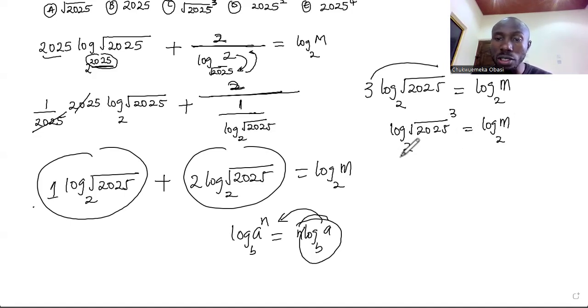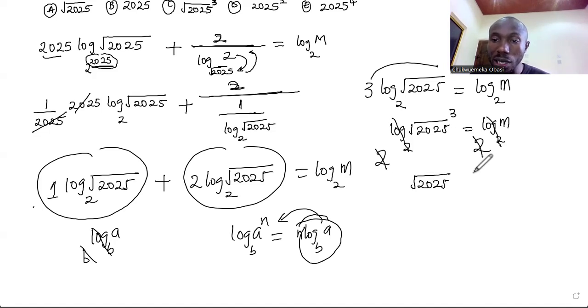So if I want to get rid of this logarithm, let me show you another law that's going to help us. If I have log a base b, if I want to get rid of this logarithm, I can just take the base b for both sides and it will cancel out this logarithm. So if I take the base of 2 for both sides, this 2 is going to cancel out this logarithm, and these 2 cancel out this logarithm. So now I'm having just the square root of 2025 to the power 3, and that is equal to m. Just like that.